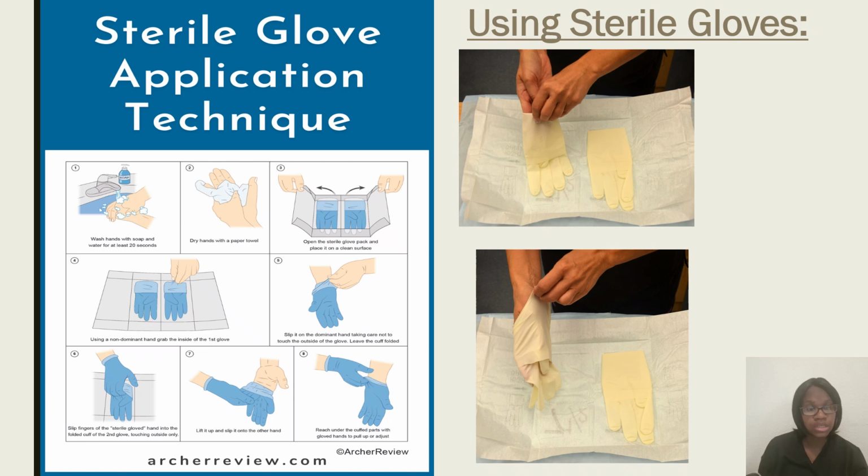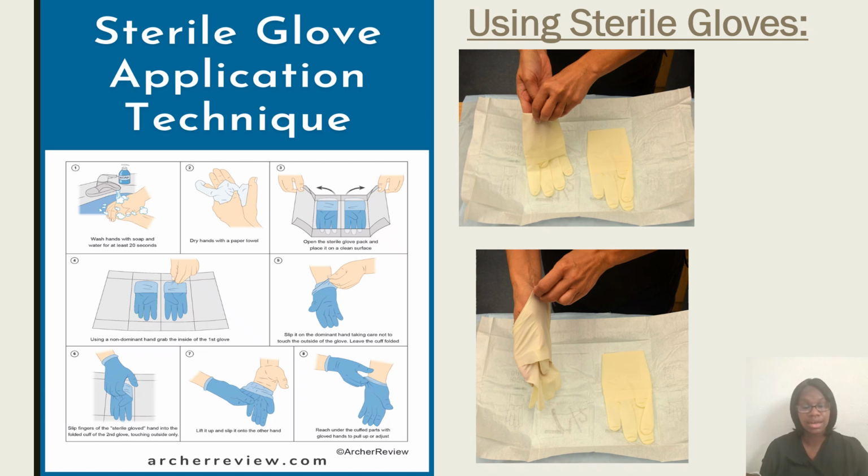For step four, using your non-dominant hand, grab the inside of the first glove. If you're right-handed, make sure that you use your left hand, which is your non-dominant hand. For step five, slip on the sterile glove, and make sure you do not touch the cuff, because you can readjust the cuff whenever you put on the other glove. Slide on the glove, making sure it is covering your wrist area as well, without touching the outer part of it.